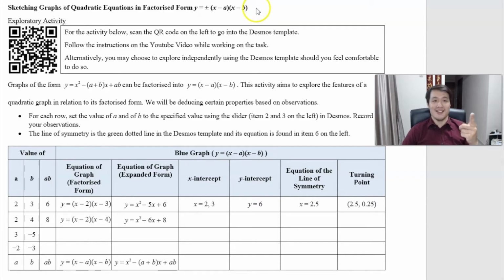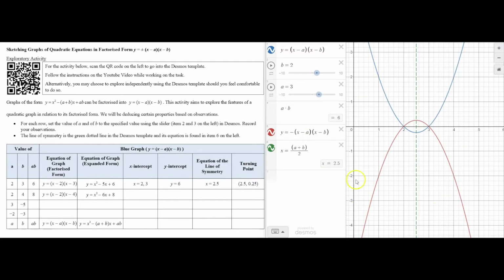So let's start learning. Over here on the right, there is the Desmos template which you can use and is publicly available for you to use by scanning the QR code on your handout over here. And you can go into this template to either explore on your own or explore together with me. Now notice over here there is a blue color graph and a red color graph. The blue color graph is for the situation of y equals x minus a multiplied with x minus b.